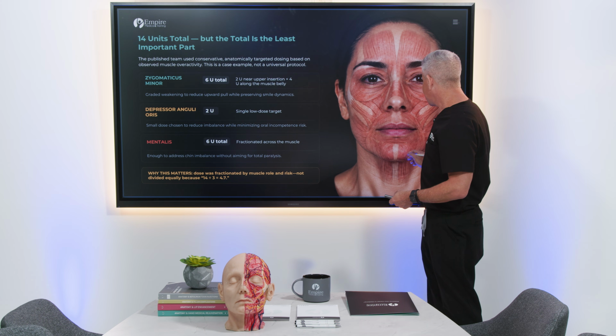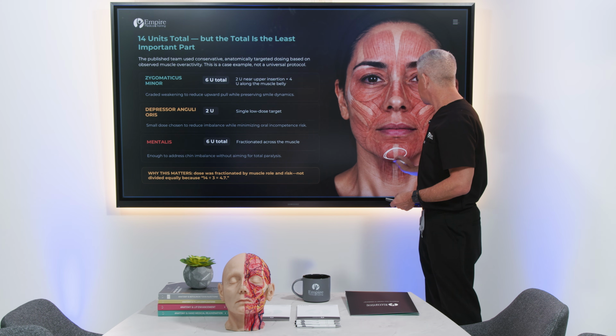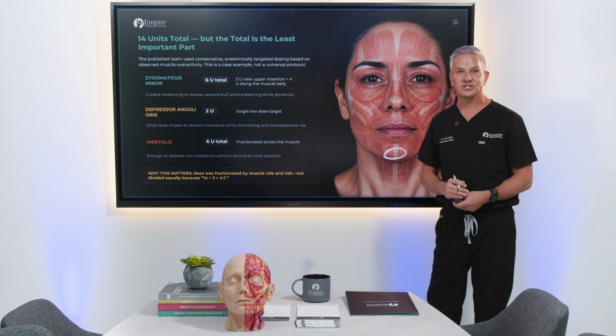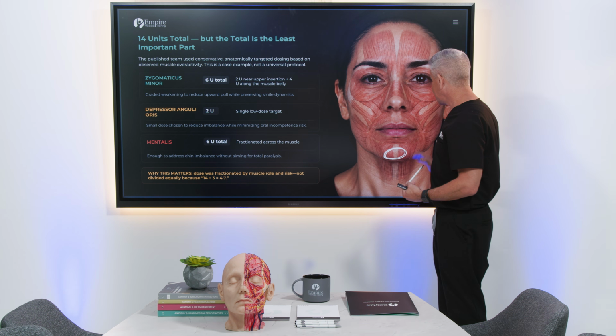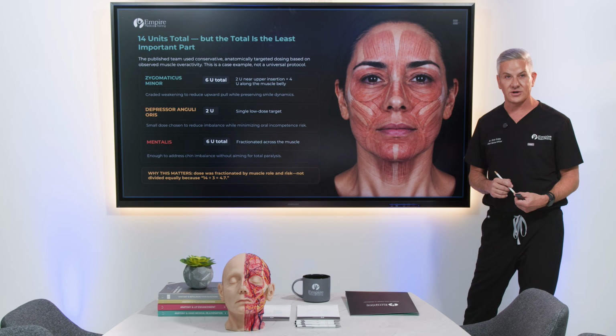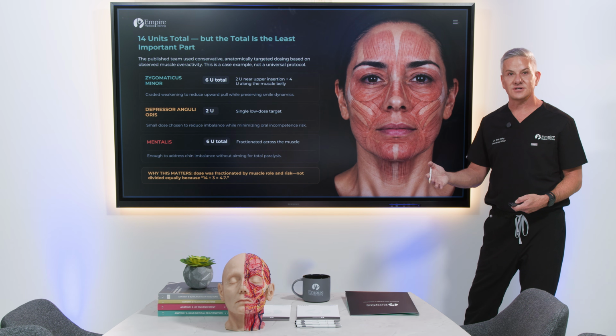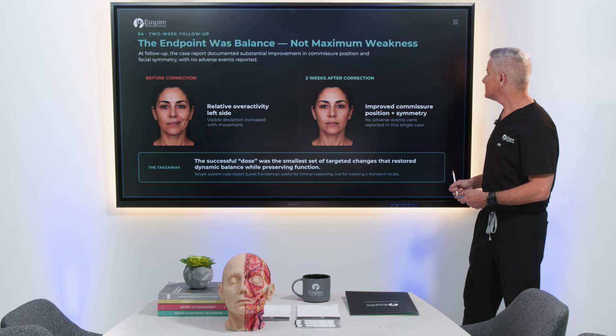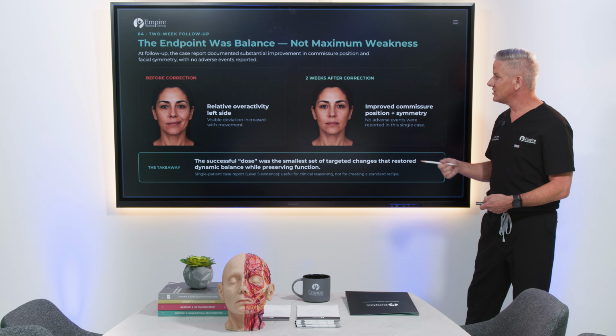When we look at the mentalis, this is the chin muscle here, it creates a dimpled chin. A lot of patients like that. I want to remind you that many times we see a dimpled chin from volume loss, not because of muscle overactivity. And so sometimes treating this with volume is the key, not neurotoxin. And so we have to look at that anatomy and understand it.